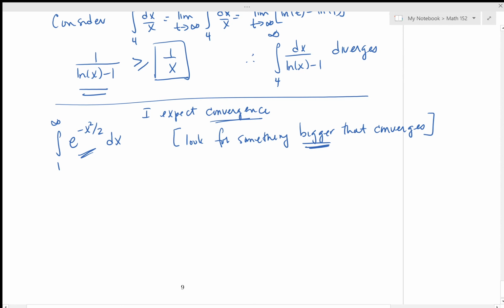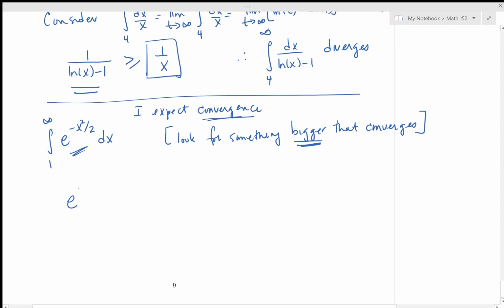Okay, so I'm going to make some statements here, and the first statement is e to the x less than or equal to e to the x squared over 2. I'm looking for something bigger that converges, and I know I can integrate e to the minus x. But starting like this, I have to be very careful. This is actually true for x greater than or equal to 2. I know there's a 1 here; I'm going to fix that problem later. This inequality is for sure true for x greater than or equal to 2. It is actually not true for x equals 1, so I need to be careful.